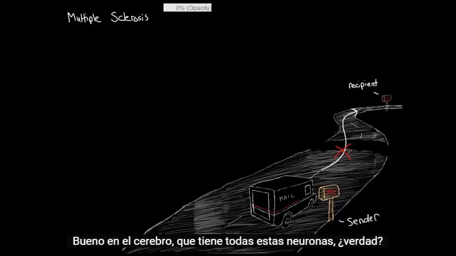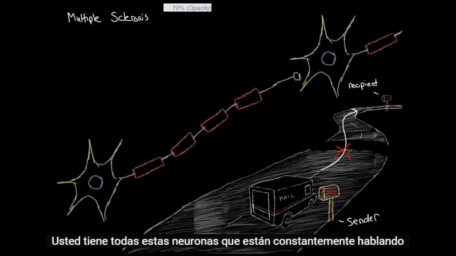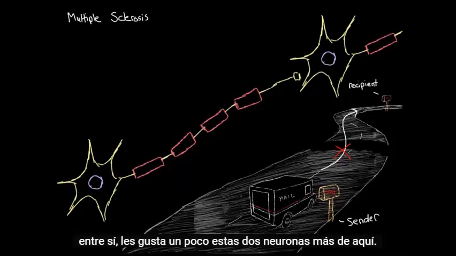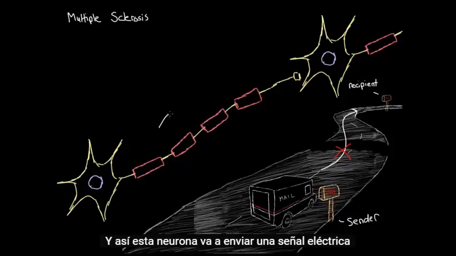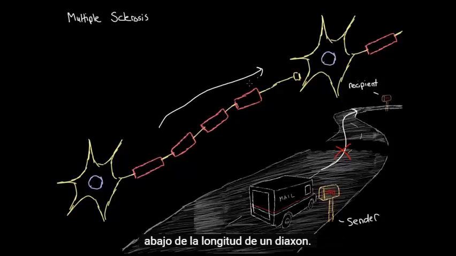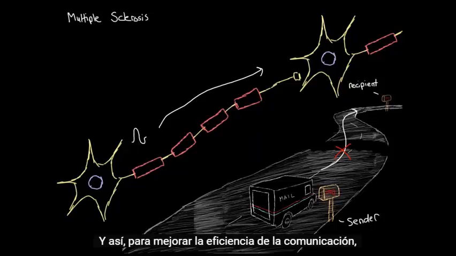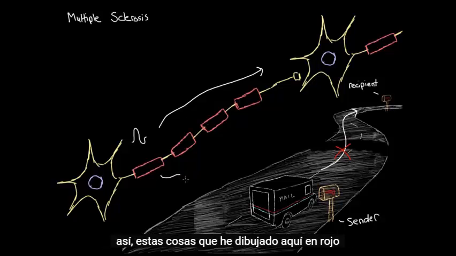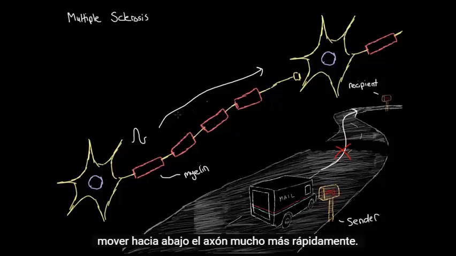Well, in the brain, you have all these neurons, right? You have all these neurons that are constantly talking to each other, kind of like these two neurons over here. And so this neuron is going to send an electrical signal down the length of the axon, and that electrical signal is in the form of an action potential. And to improve the efficiency of the communication, you have this stuff that kind of insulates the axon. So this stuff that I've drawn here in red is called myelin, and it really just makes the action potential move down the axon much more quickly.